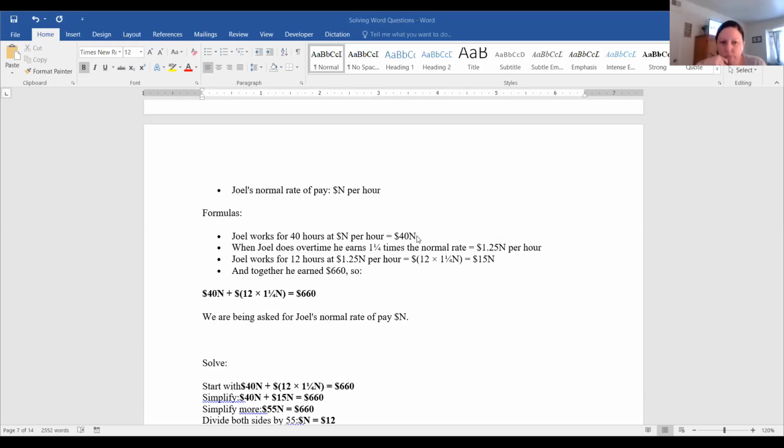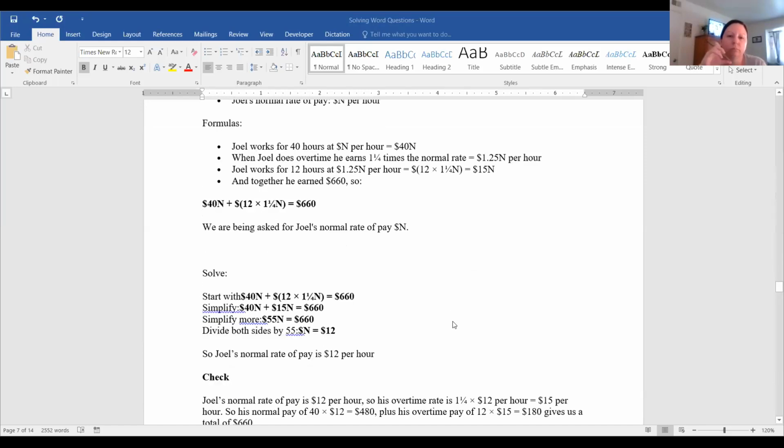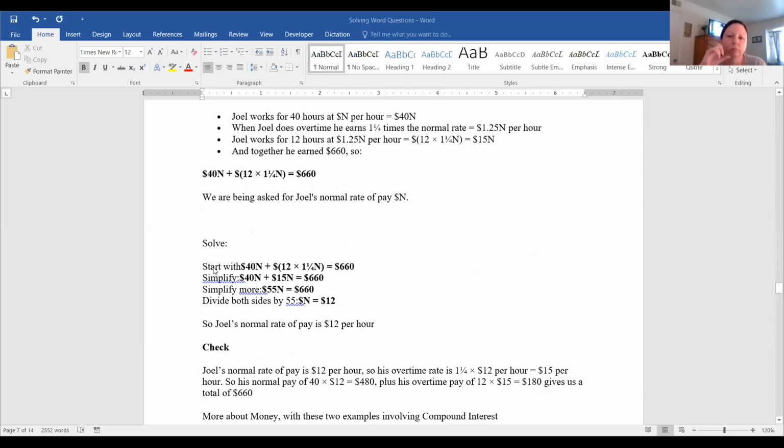We know that if we add this and this, it'll add up to 660. I thought 1/4 was 0.25, that's a quarter. Yes, 1.25 is 1 1/4. Sorry about that, I misspoke earlier. Anyway, 40N plus 15N is 55N.